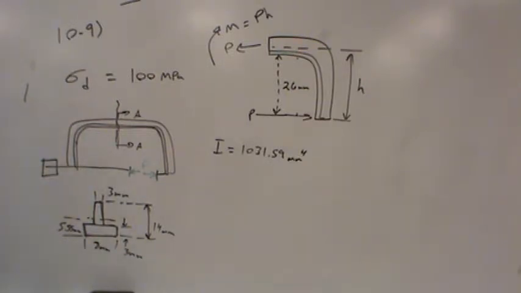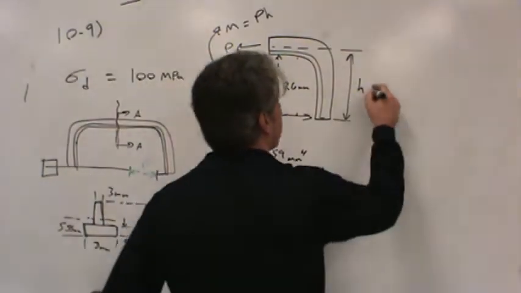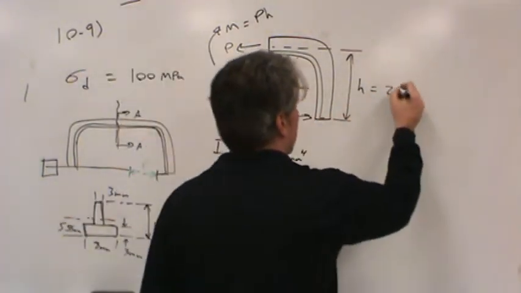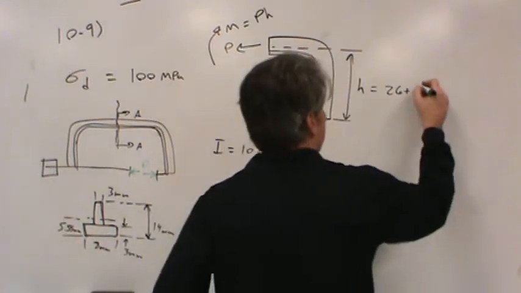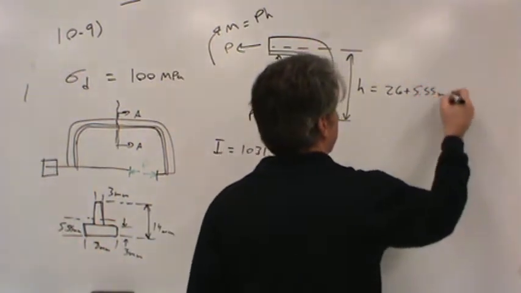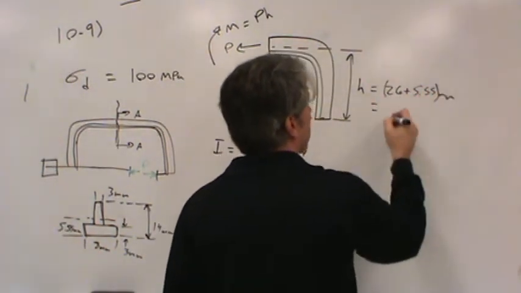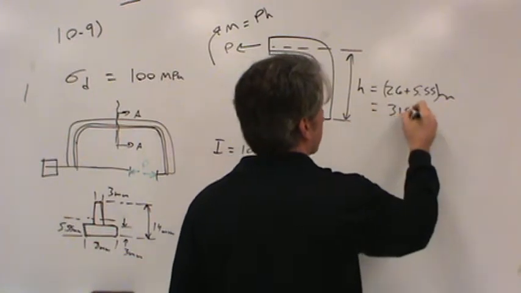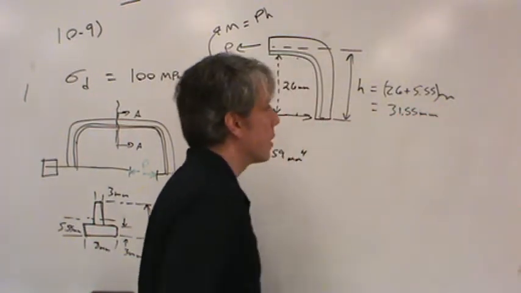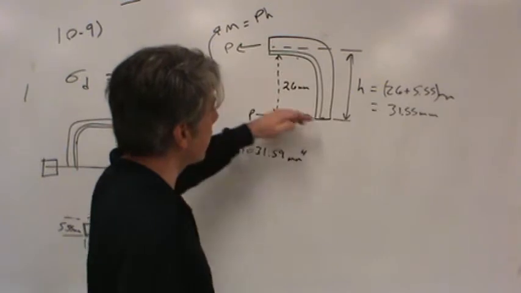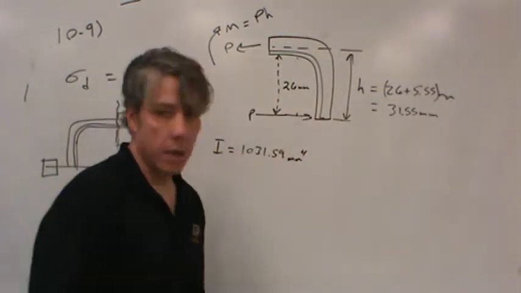All right, so why did we want that? Well, we need the height h. So now we know that the height h is 26 plus 5.55 millimeters. Okay, so that's going to be what, 31.55 millimeters? So that's where the neutral axis is located relative to the load P.